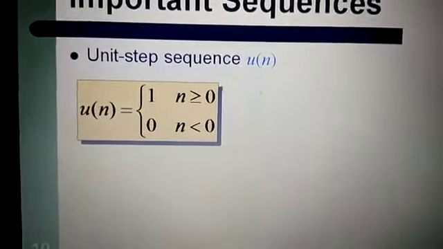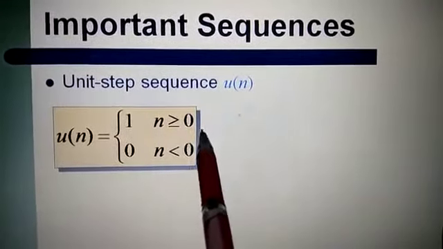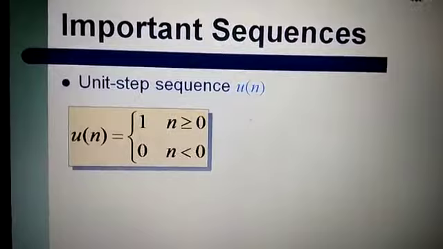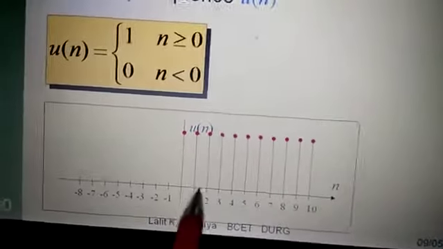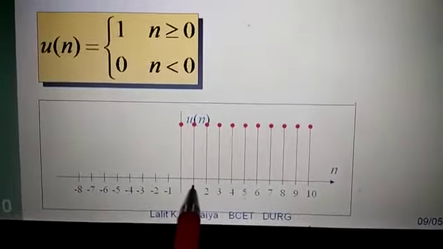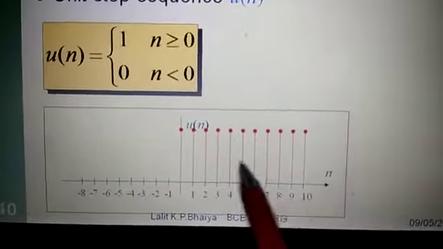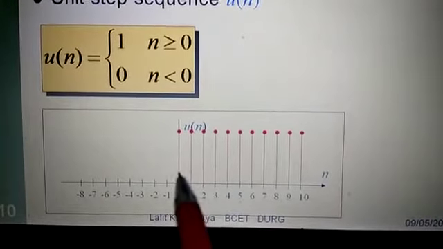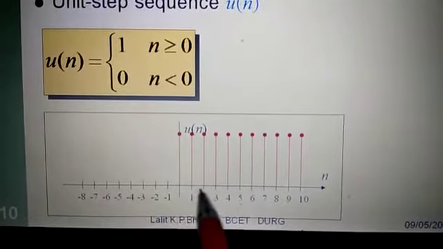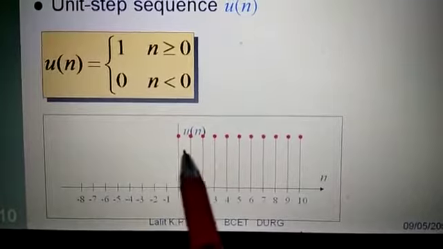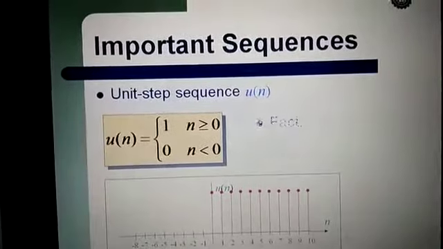Then the unit step sequence, represented by u of n. So u of n is equal to 1 when n is greater than or equal to 0, and it is 0 when n is less than 0. This is the sequence shown here as u of n, the unit step sequence. It looks like a step, therefore it is called a unit step signal. Here all the values are 1, and here all the values are 0. So for n equal to 0 and greater than 0, the function has amplitude 1. So this is the unit step sequence.